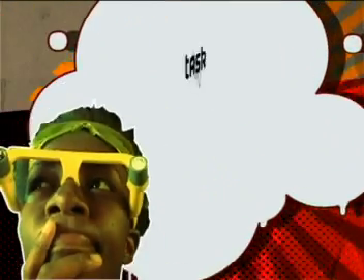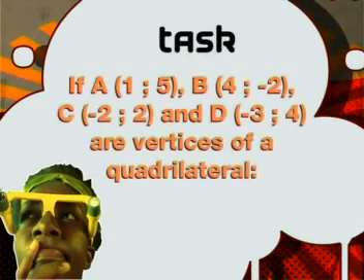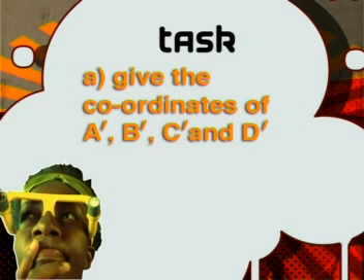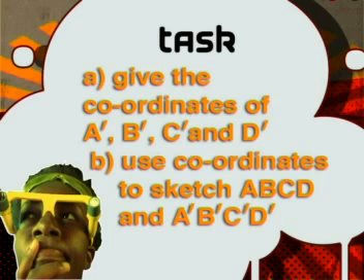Now I think it's time for today's task. If A, 1, 5, B, 4, -2, C, -2, 2, and D, -3, 4, are vertices of a quadrilateral, give the coordinates of A prime, B prime, C prime, and D prime, and use coordinates to sketch A, B, C, D, and A prime, B prime, C prime, D prime.